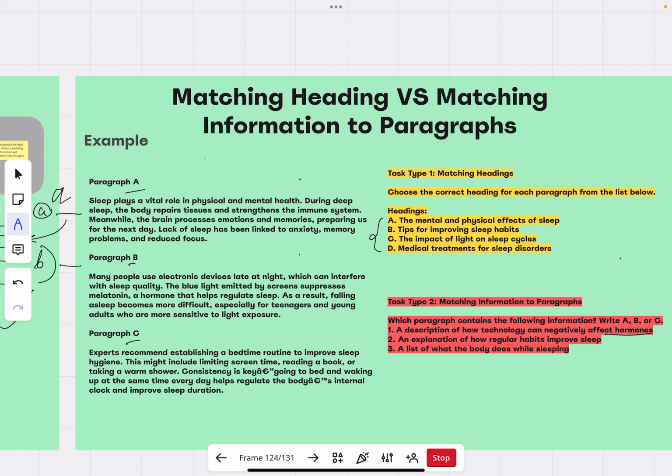So headings, the titles. So let's read the first paragraph.